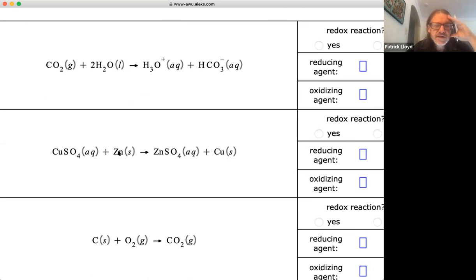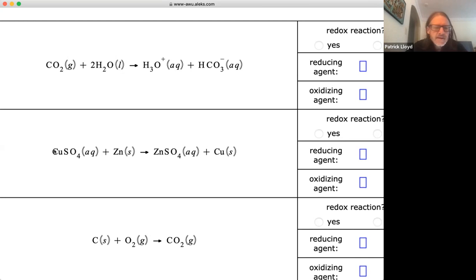So let's go through this. Zinc went from 0 to +2, oxidized. If you get oxidized, you're the reducing agent, right? So the zinc is the reducing agent. Copper went from +2 to 0. That means it gained electrons, which means it got reduced. If you get reduced, you are the oxidizing agent. So the copper sulfate is the oxidizing agent. Just be sure you write down the whole formula. This whole thing is considered the agent, even though it's really the copper that's doing the reaction.